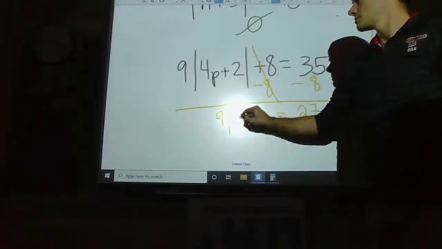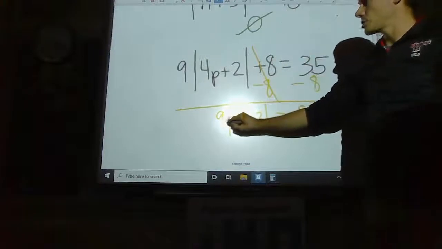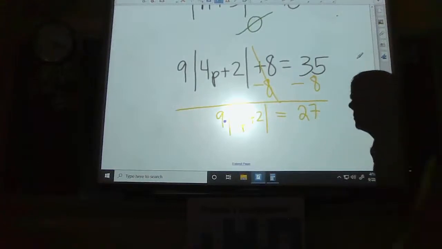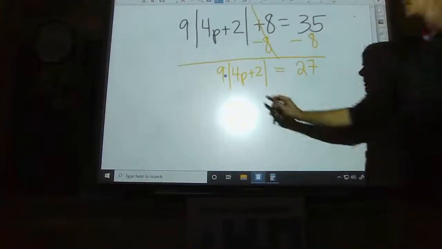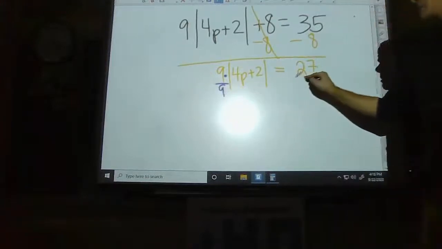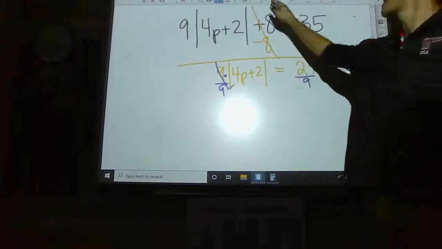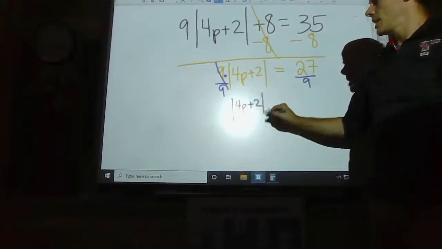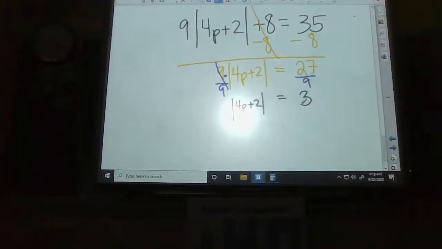So now I have this. And this is really a way to show multiplying, right? That's 9 times whatever the absolute value is. So I want to undo multiplying with dividing. I'm going to divide by 9 here, and I'm going to divide by 9 here. And that leaves me with this: the absolute value of 4p plus 2 equals 3.